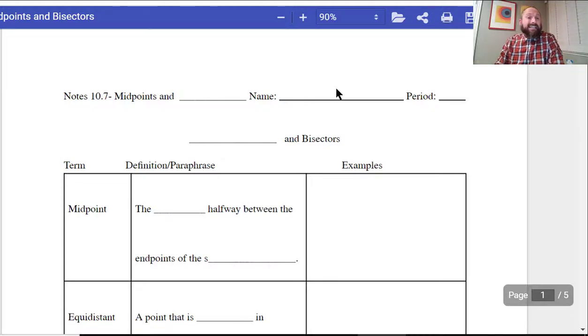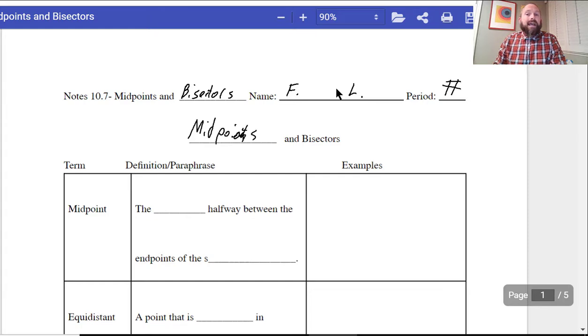We are talking in Integrated Math 1, 10.7, Midpoints and Bisectors. Make sure that you write your first name and your last name at the top of your page as well as your period number. Now, once again, we are talking about midpoints and bisectors.